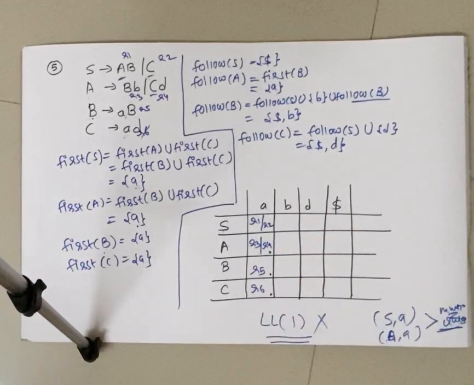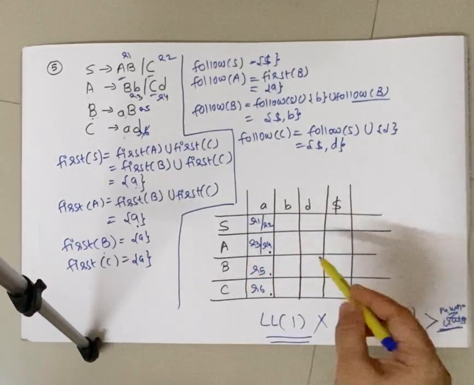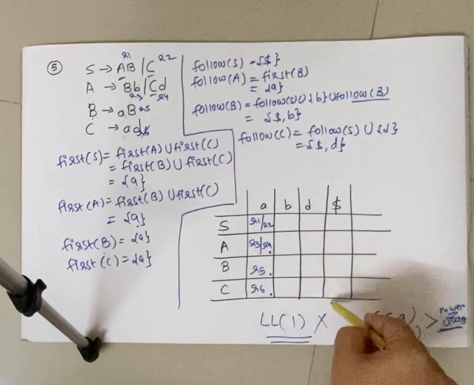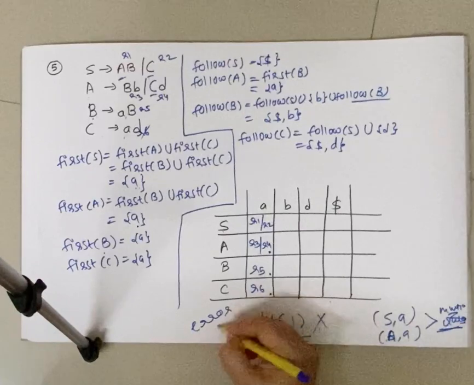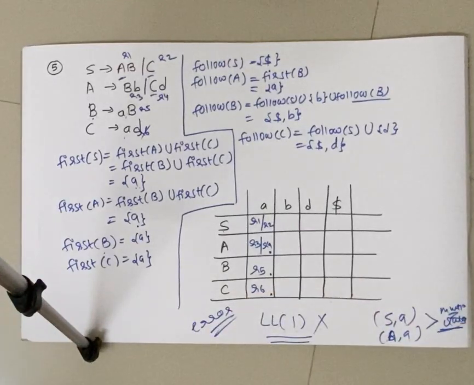A question that should come to your mind after solving these many examples is, what about the empty cells in the predictive parsing table? All the empty cells we have in the predictive parsing table indicate error.